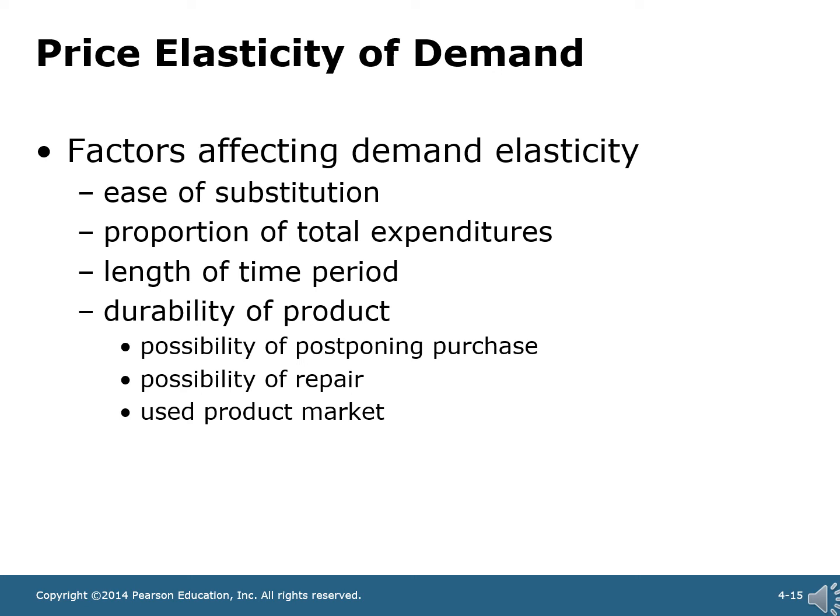So the first is the ease of substitution. So if there are a lot of other products that you could purchase that serve the same sort of goal, that meets the same sort of needs as the product in question, then consumer demand is going to tend to be more elastic because they have other options. They'll be more sensitive to a change in price.